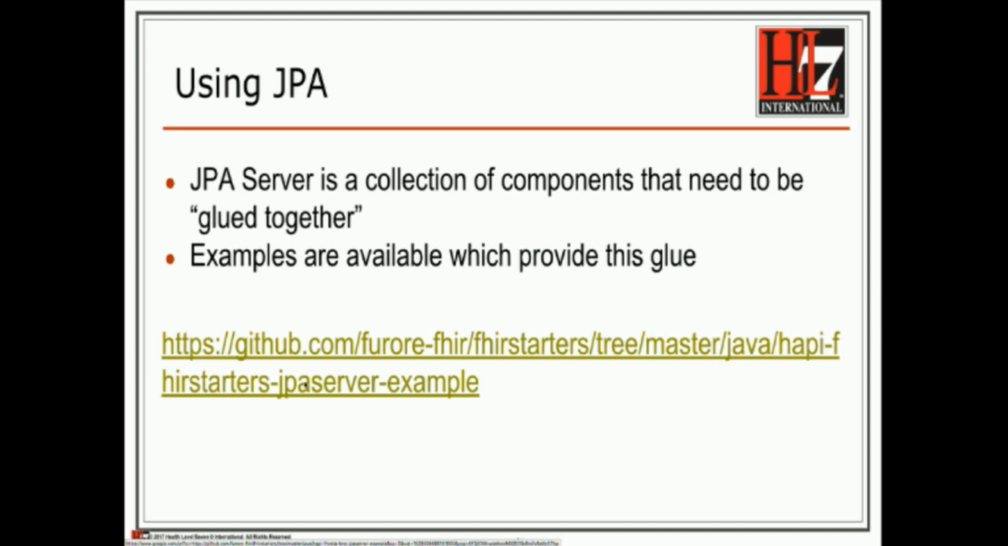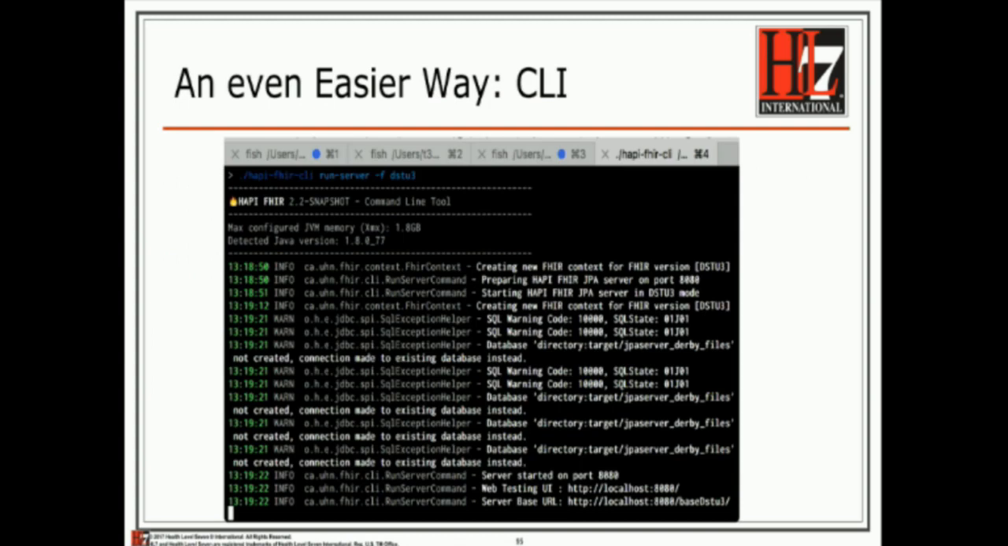If you go and look at the HAPI FHIR JPA Server example project, this is a complete Maven-based project that you can use to stand up a JPA server. The last thing I'll say about the JPA server, if you want to take it for a spin and you don't want to even create an application server, we do have a command line version of it available. That's this tool called the HAPI FHIR CLI, the command line interface version of HAPI FHIR. If you go to our website, you will see links to download the CLI tool.